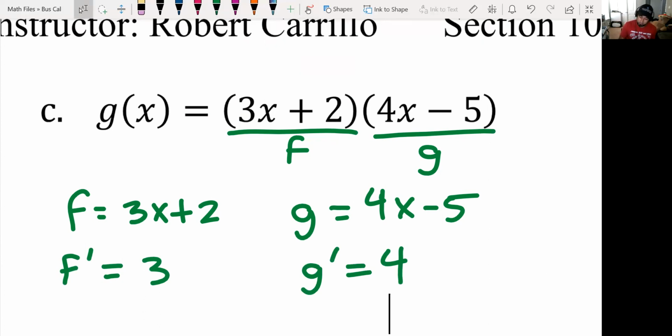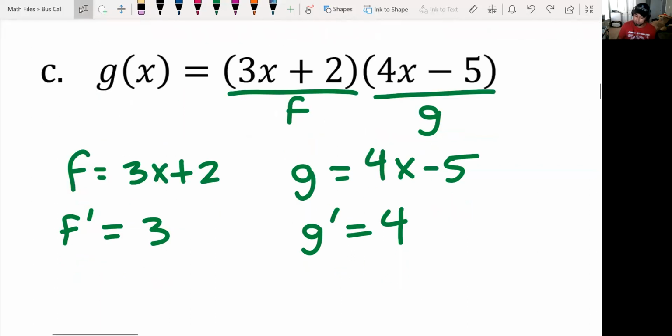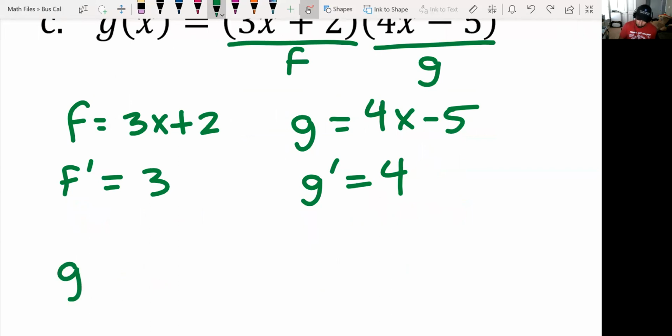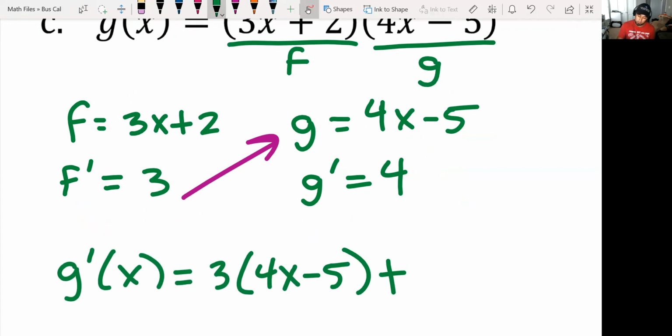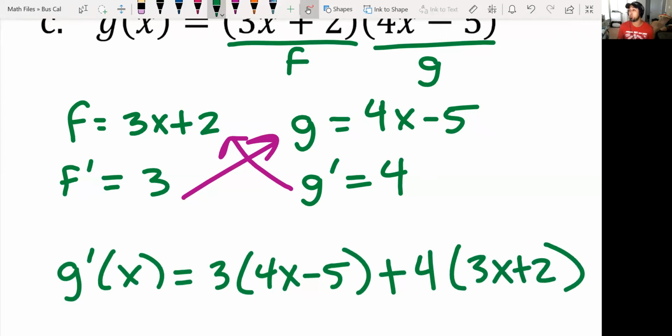We are taking the derivative of G of X. So the next step is to have g prime x equal to, and once again, follow your product rule. 3 times 4x minus 5 plus 4 times 3x plus 2.